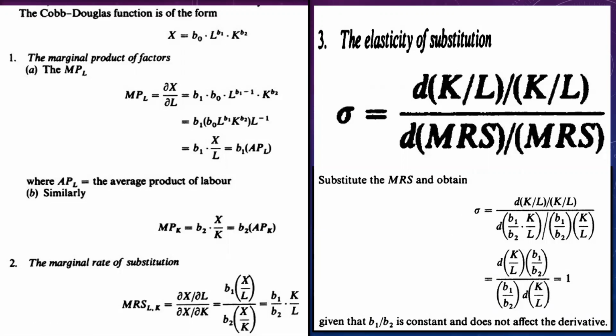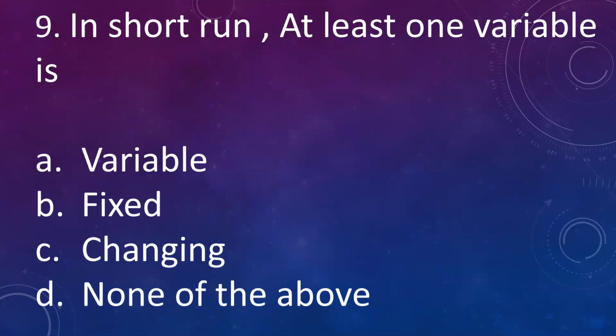Our next question is, in short run, at least one variable is: A. Variable, B. Fixed, C. Changing, D. None of the above. Answer is fixed. In short run, always one variable is kept fixed and others are changing.